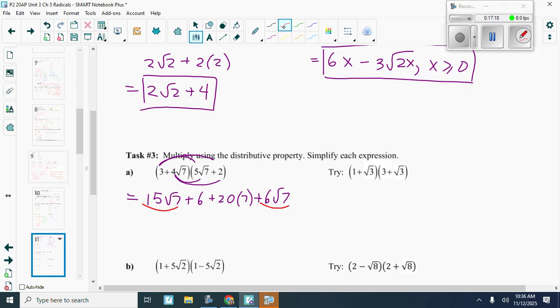Okay, we're going to collect like terms. You're going to notice that, at least for this one, we have some root 7s and then we have some constants. So 15 plus 6 gives me my 21 root 7. And then I have 6 plus 20 times 7. So 20 times 7 is 140 plus another 6, so plus 146.